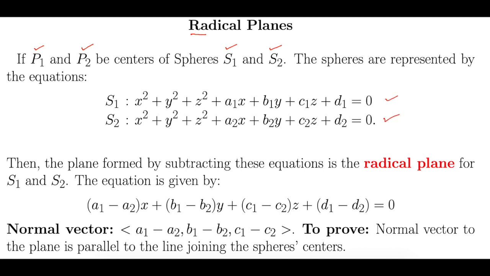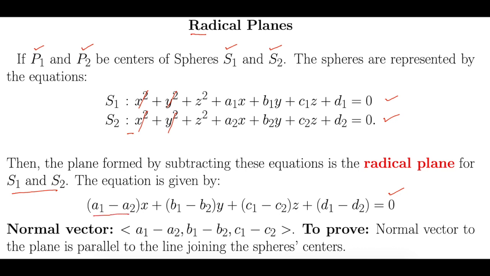And similarly for S2. If we subtract these two equations, the equation we get is of a plane which is called the radical plane. So the plane formed by subtracting these equations is the radical plane for these two spheres. We can cancel out these terms, and you will have (a1 minus a2) x plus (b1 minus b2) y plus (c1 minus c2) z plus (d1 minus d2). Now what is the normal vector for this plane?